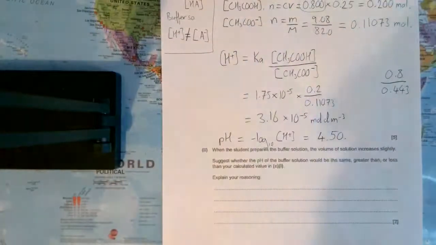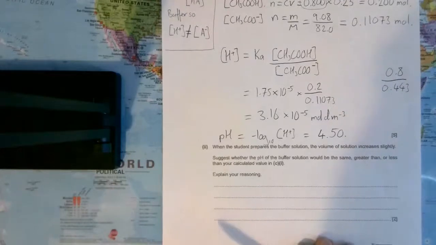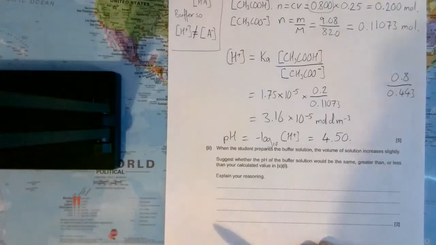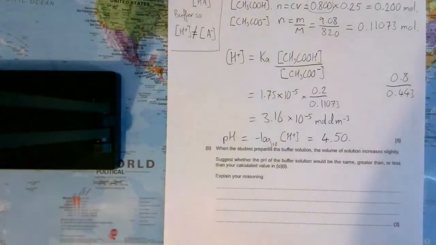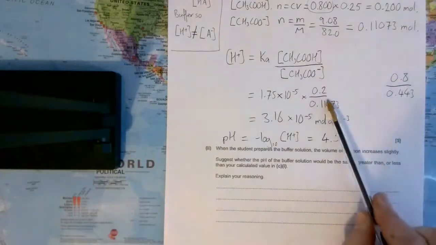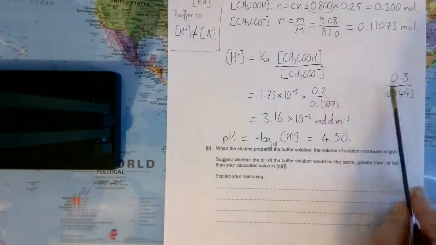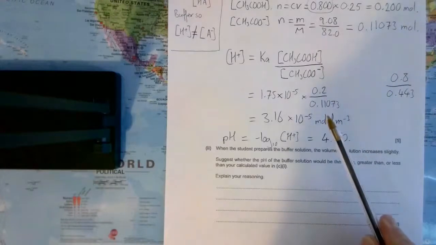Part 2. When the student prepares the buffer solution, the volume increases slightly. Suggest whether the pH of the buffer solution will be the same, greater than, or less than your calculated value, and explain your reasoning. Now they've put your calculated value just so that it doesn't matter if you got the question wrong there. And the bit I tried to be talking about here was these ratios being the crucial thing.